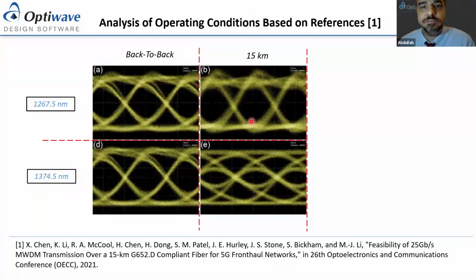So this is actually indicative of this benefit from this alignment of the sign of the dispersion with the sign of the alpha parameter. Furthermore, at 1374.5 nanometers, you get a degradation and the eye is closed after transmission, so back-to-back relative to transmission. Later on in this webinar, we'll show how you could replicate some of the measured eye diagrams and what are the needed ingredients to demonstrate this in OptiSystem.